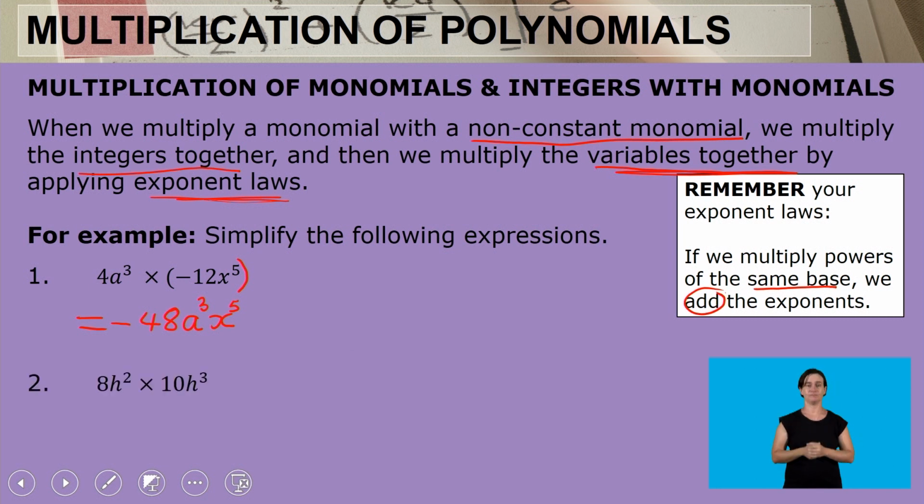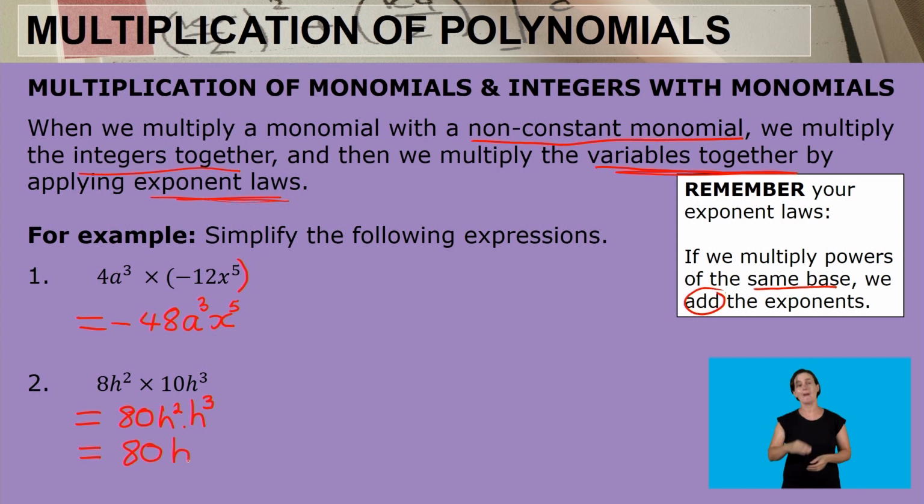So here we are multiplying 8h squared multiplied by 10h cubed. So we are going to say the 8 multiplied by the 10, that is 80. And then we have our h squared, and that is multiplying with our h cubed. Now, because this is the same variable, remember, same base, we are going to add the exponents. So 3 plus 2, that is going to give us an exponent 5. So our final answer is 80h exponent 5.